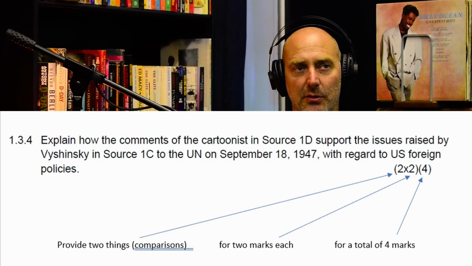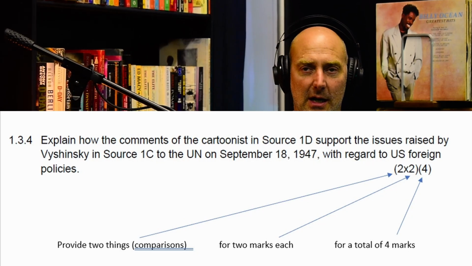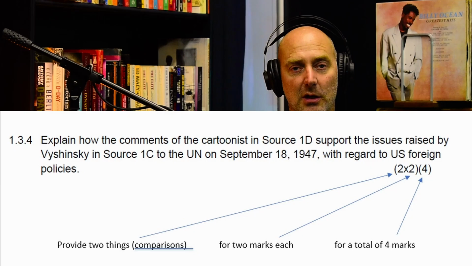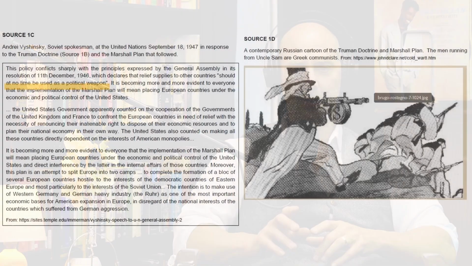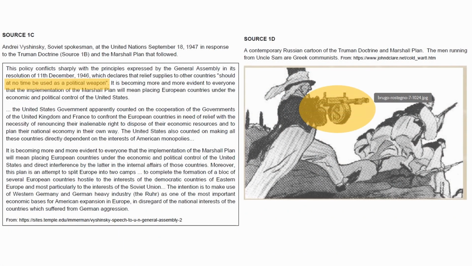Take, for example, the comparative questions, when we say, how does source A support source B with regards to something? Then we're asking you to make 2 comparisons. It could also be contrast, how are they different? Either way, you're making 2 comparisons from source A and source B. So one comparison is: source A says such and such, and source B is similar to that because it also suggests something. Could be a visual source, 2 visual sources, 2 text sources, or one of each. So one comparison will give you 2 marks.